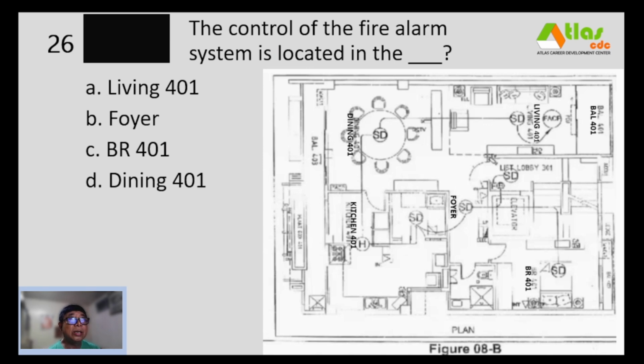So, question number 26. The control of the fire alarm system is located in the blank. Letter A, living 401 here. Letter B, foyer here. Letter C, BR 401 here. And letter D, dining 401 here. So, medyo malabo ang drawing, pero ganun talaga sa board exam, malabo yung mga drawing. So, you really have to have a keen eye to identify. So 10 seconds to finalize your answer.